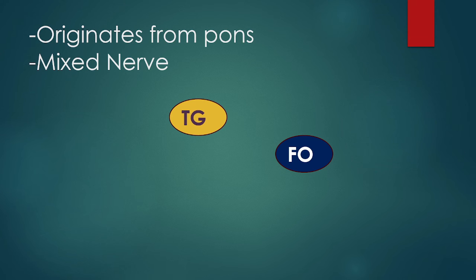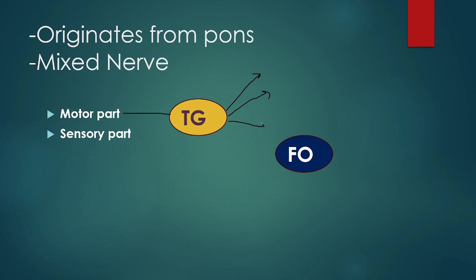So first of all, the basic thing is that this nerve originates from the pons and it is a mixed nerve. What is a mixed nerve? That is, it has a motor part as well as a sensory part. So now, first of all, this sensory nerve relies on the trigeminal ganglion, and then it gives, very importantly, three branches. Which three branches? The ophthalmic, maxillary, and the mandibular branch, right?